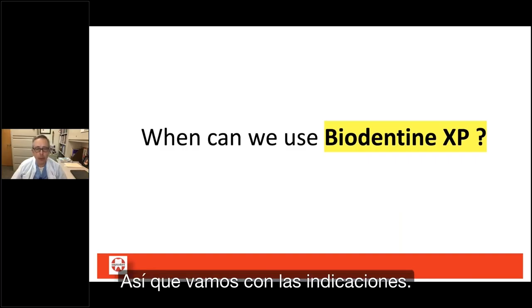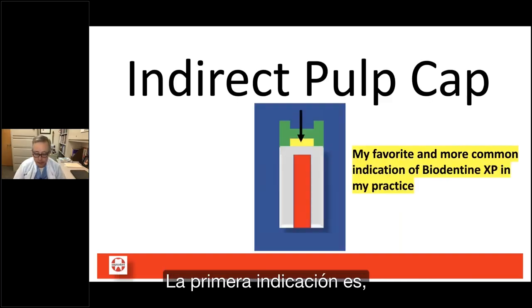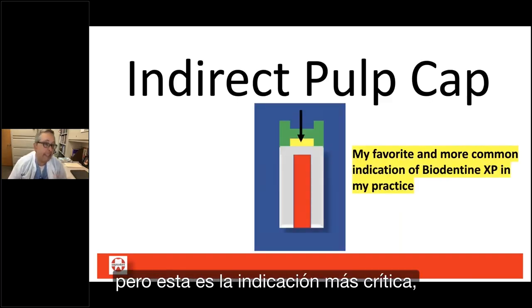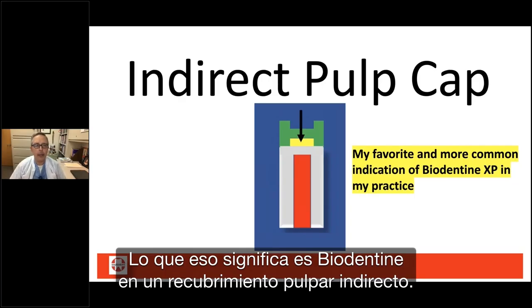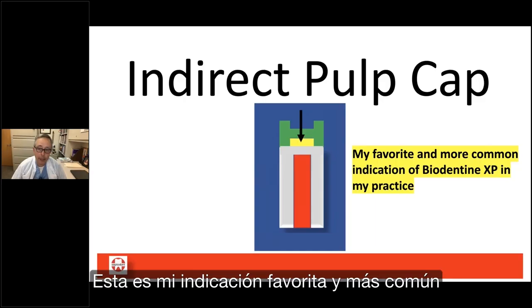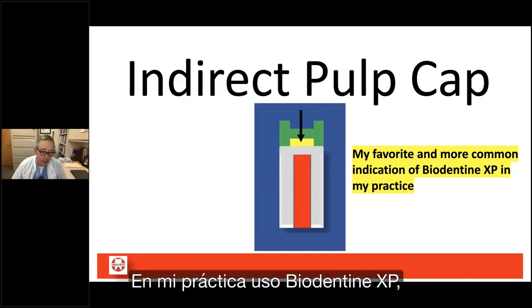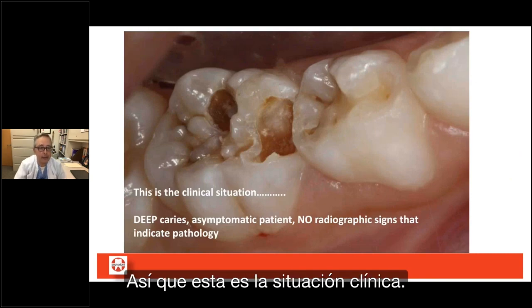So let's go with the indications. The first indication is the most critical indication: Biodentine as a bulk. What that means is Biodentine in an indirect pulp cap. This is my favorite and most common indication of Biodentine XP in my practice. So this is the clinical situation.